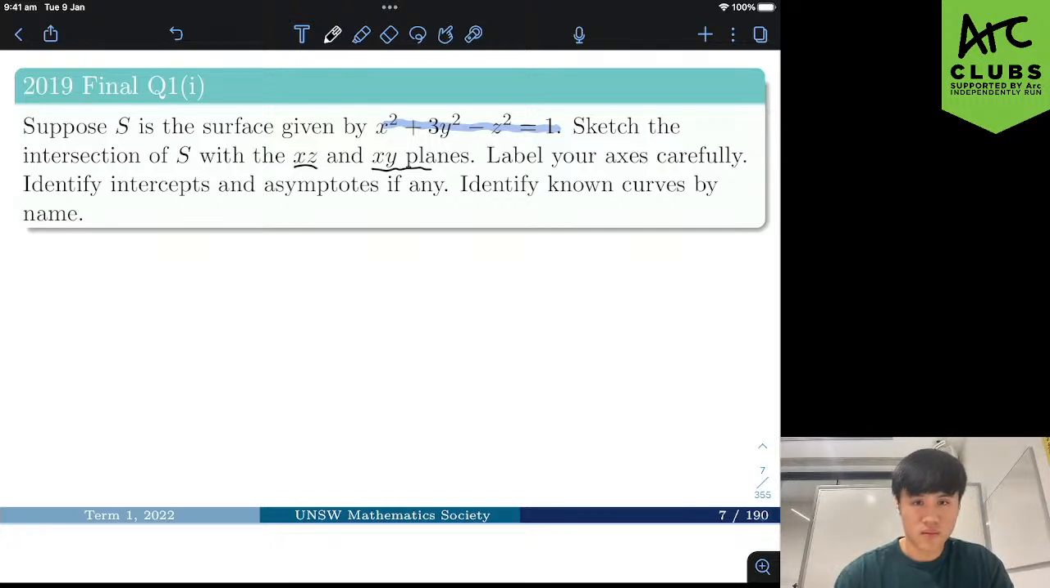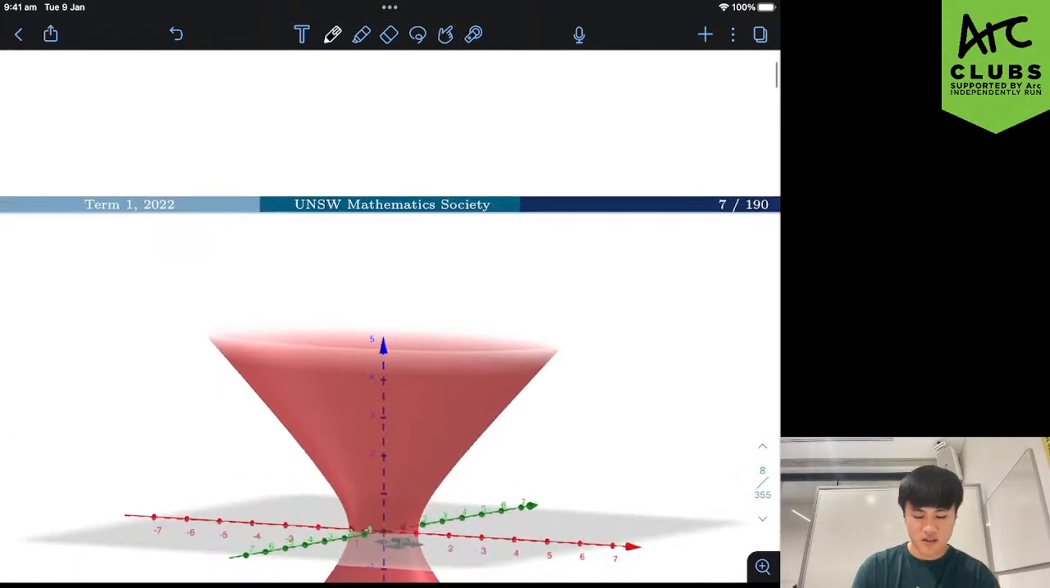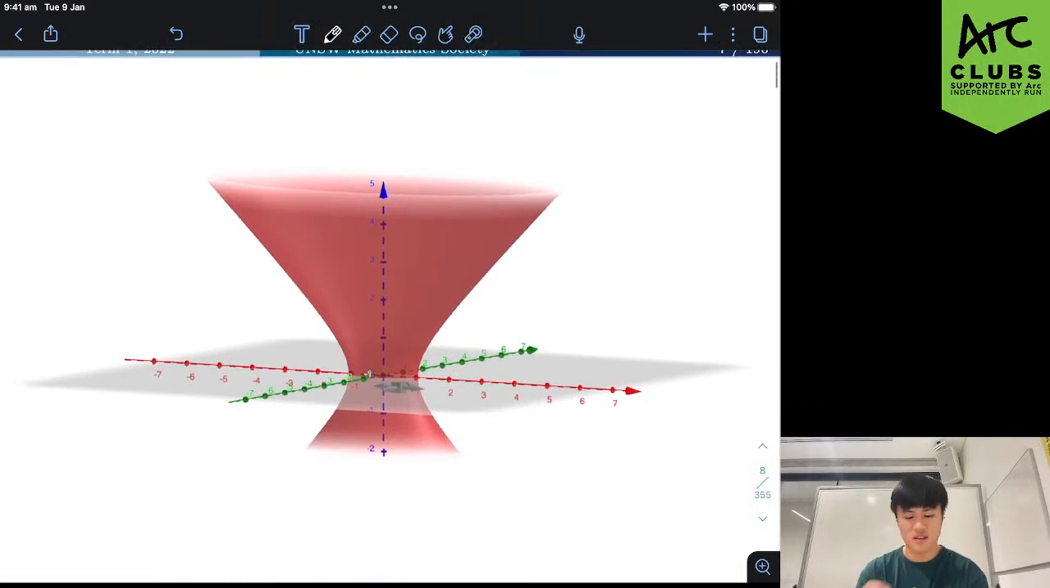Alright. I think we're just going to keep going. Sorry for the delay. But continuing with this question, we just need a graph on the xy and xz plane. First, let's just look at S and see what it looks like. In the exam, it's very hard to actually picture what this would look like. But just to give a better idea, it does look something like this.